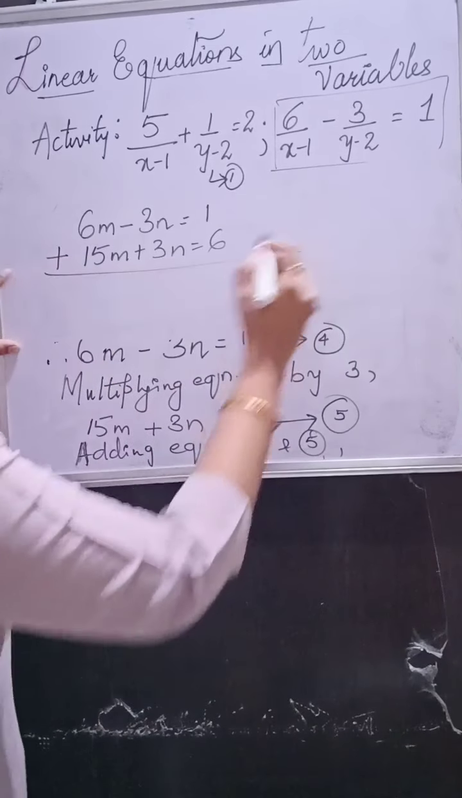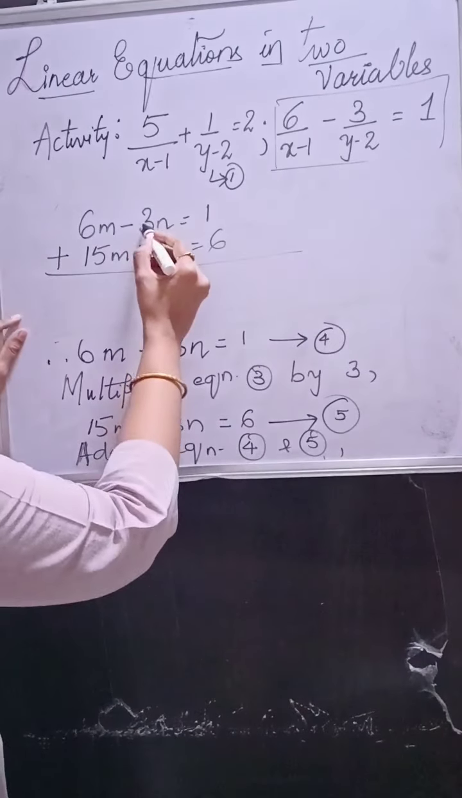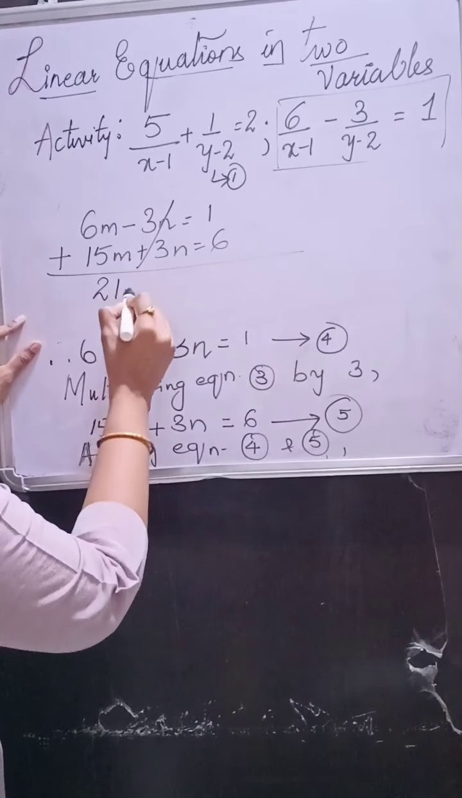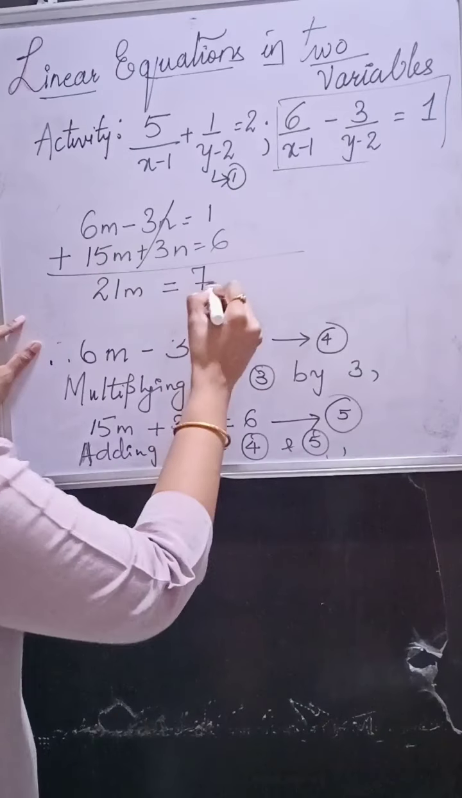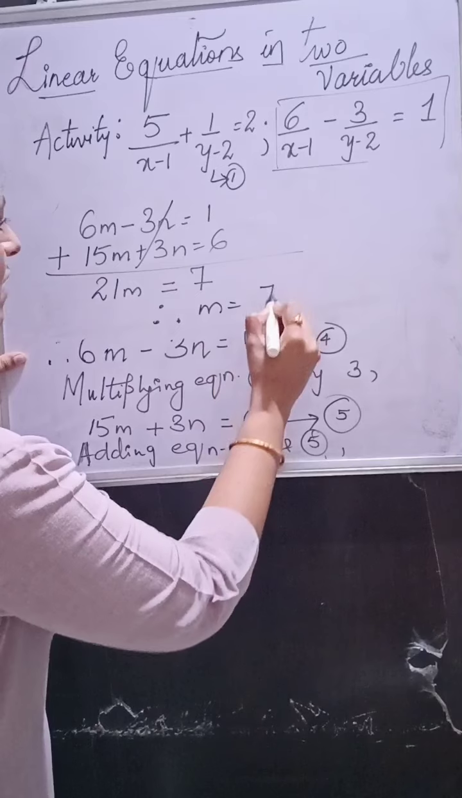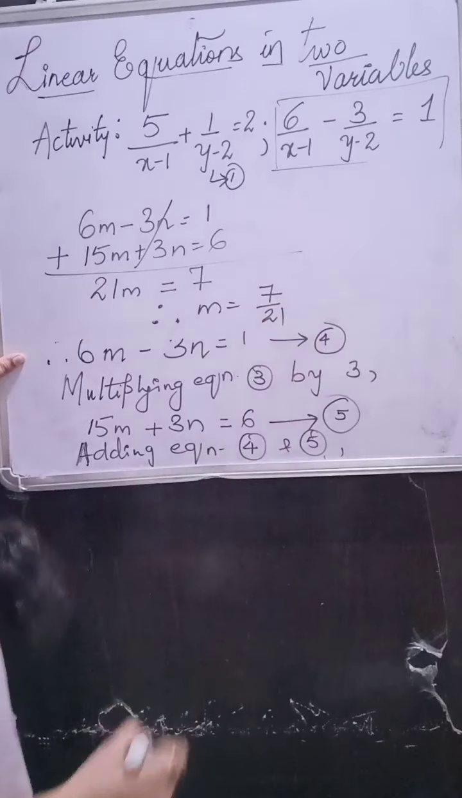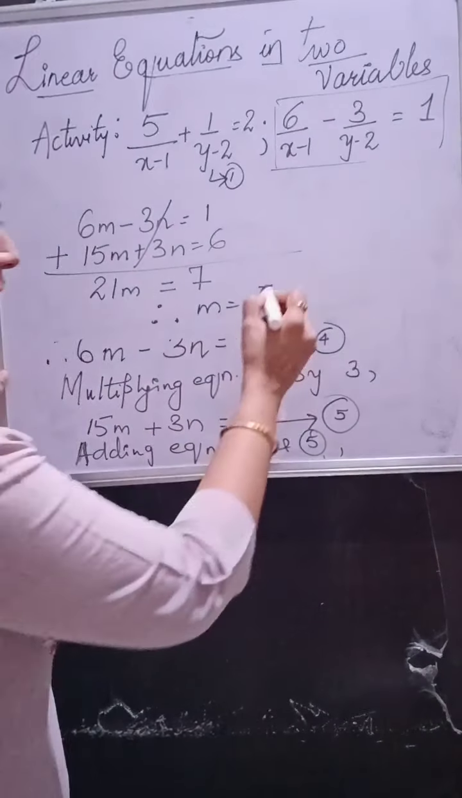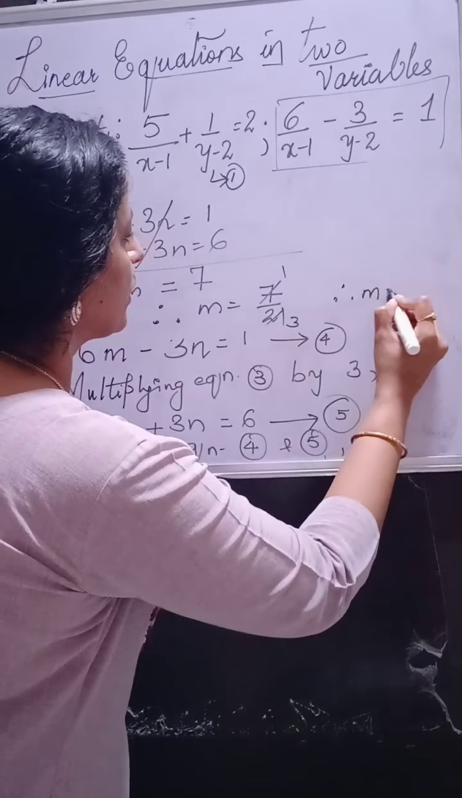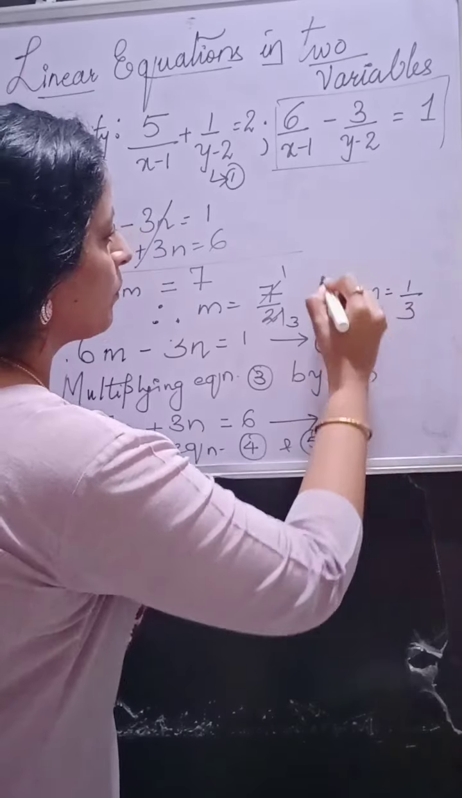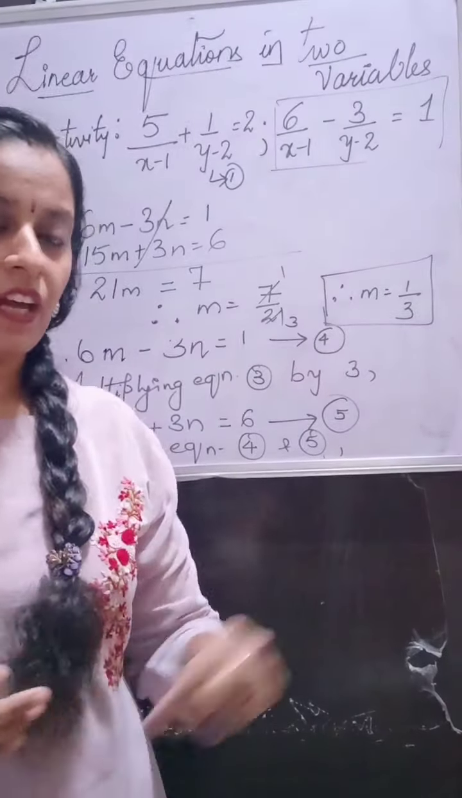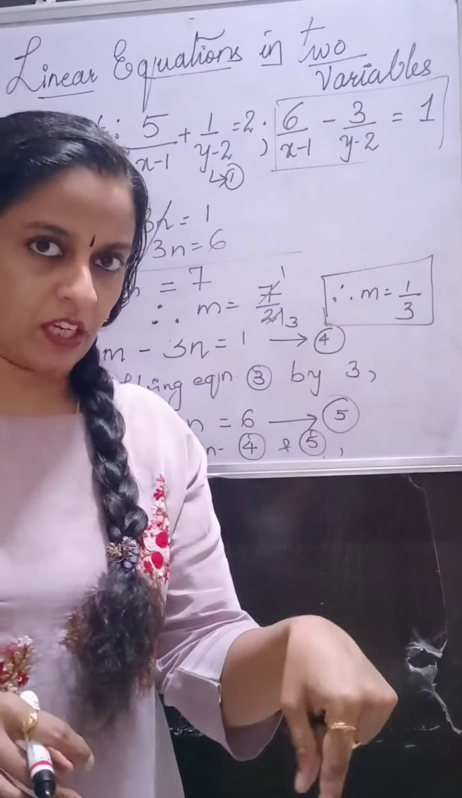Add. Plus 3n and minus 3n will get cancelled. 6 plus 15 will be 21m is equal to 7. So therefore m is equal to 7 upon 21. 7 upon 21, 7 ones are 7, 7 threes are 21. So we got m is equal to 1 upon 3. Put it in a box. We need it later. Okay. So m we got 1 upon 3.